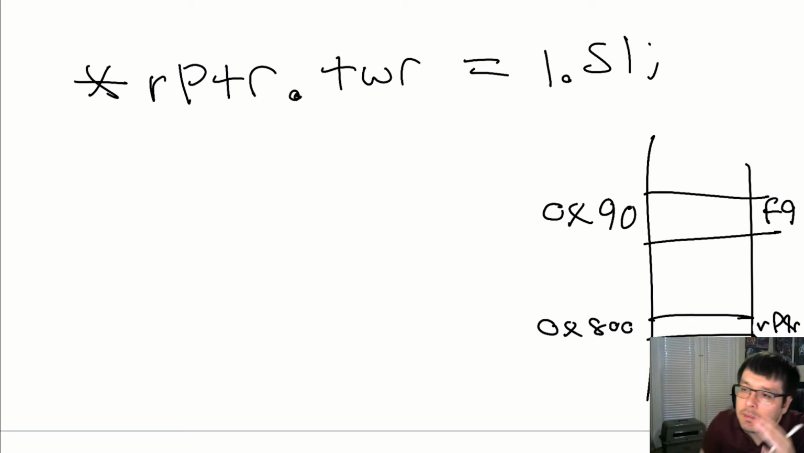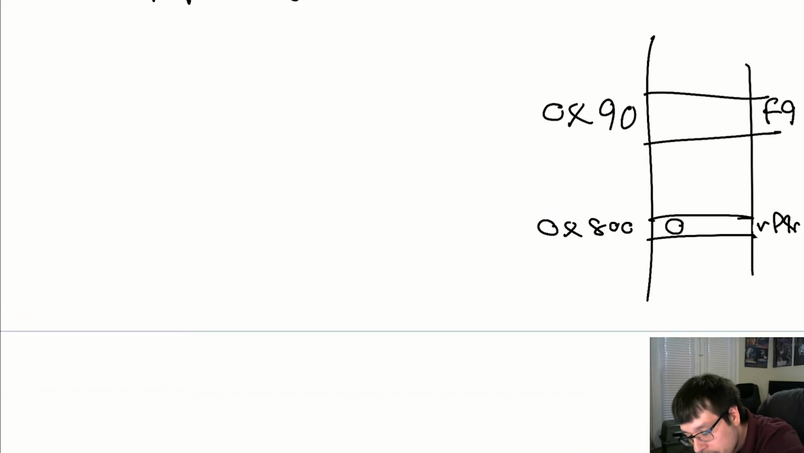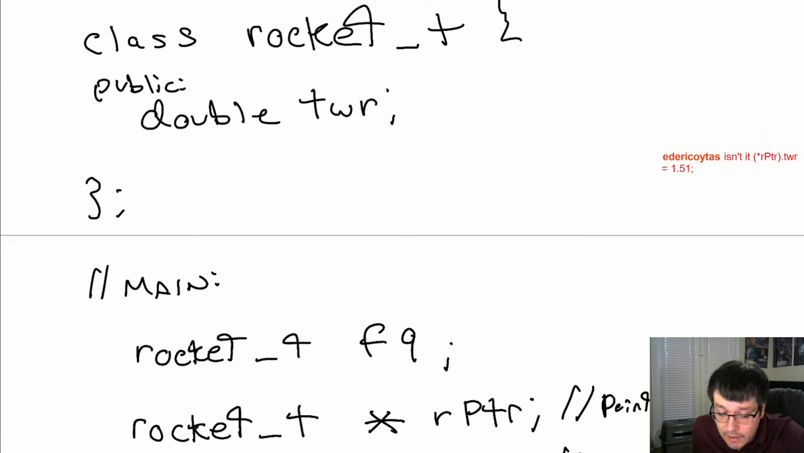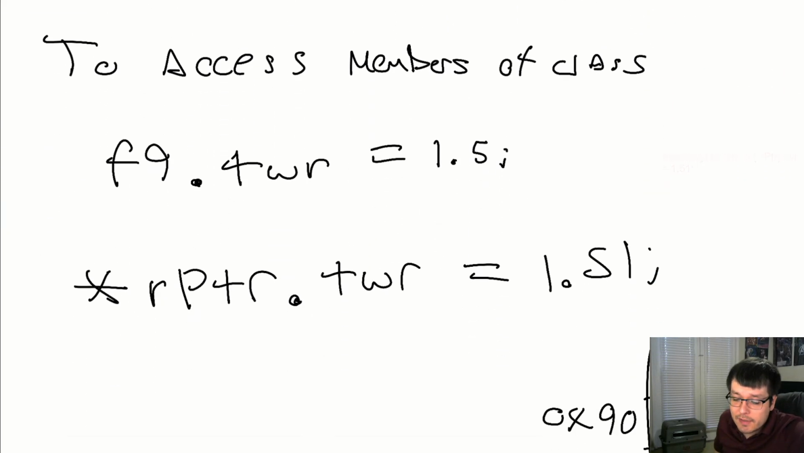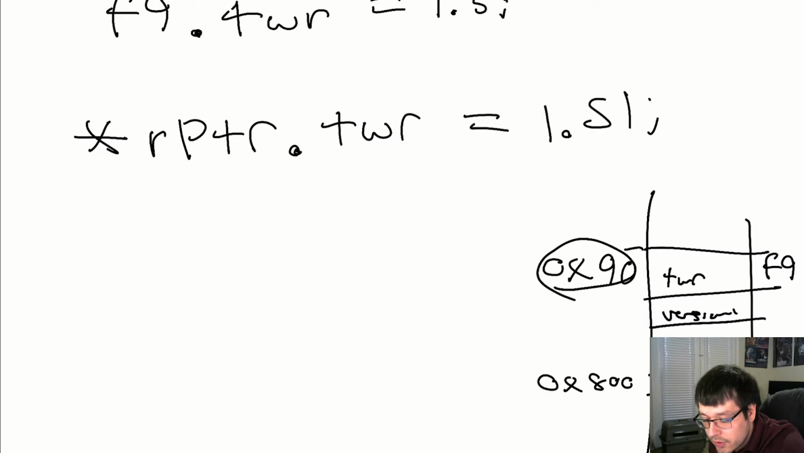But anyways, you have your RPTR, and since we assigned that to point to Falcon 9, then this becomes 0x900. And it turns out that when you have an object, the address of the object is just the address of the first variable of that object. In this case, our object only has one variable. In fact, let's throw a second one in and call it version. Internally, it's going to have the TWR right here, and then beneath that, it's probably going to have the version and so on. But this points to the top of that object usually.